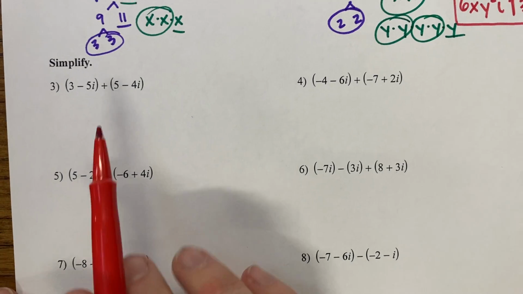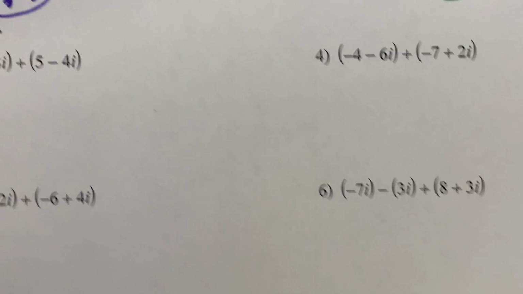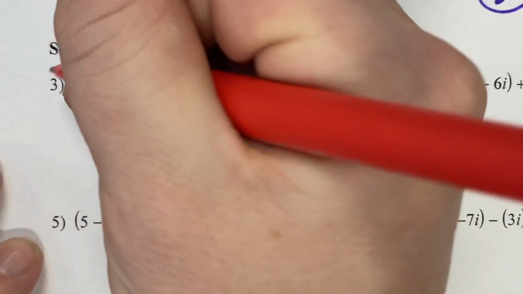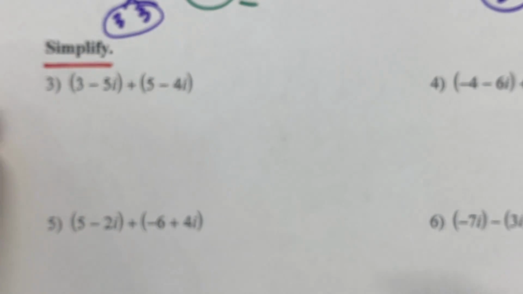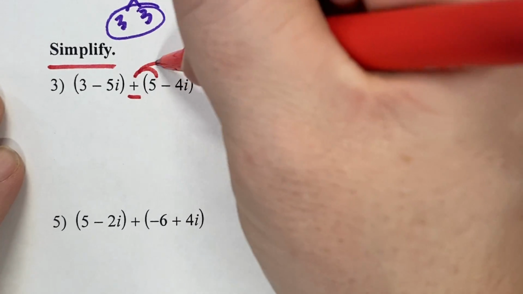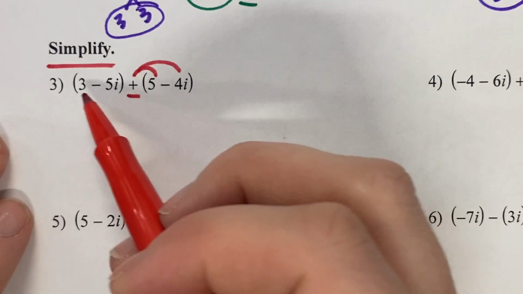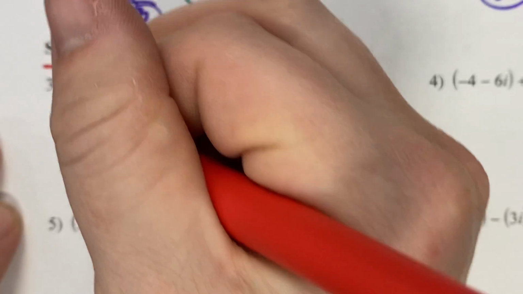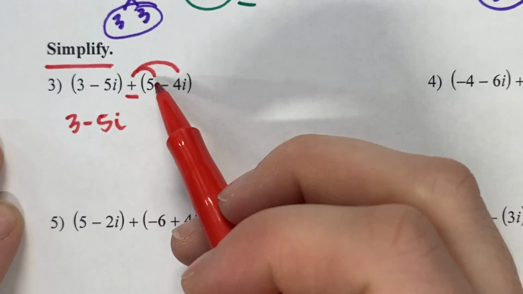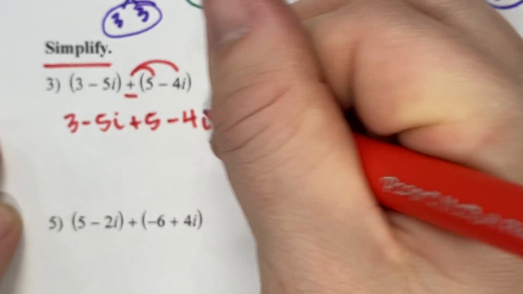Now for numbers 3 through 8, it's asking us to simplify, and you're going to see addition signs and subtraction signs in between. We're simply asked to simplify these. When we see this addition sign, think of it as an addition sign that's being distributed to whatever's after it. Whatever comes in front can stay the same. 3 minus 5i. Positive 1 times 5 is just positive 5. 1 times negative 4i is negative 4i.